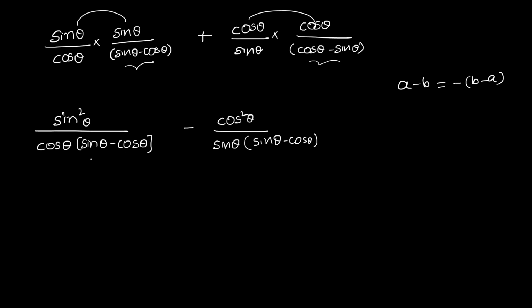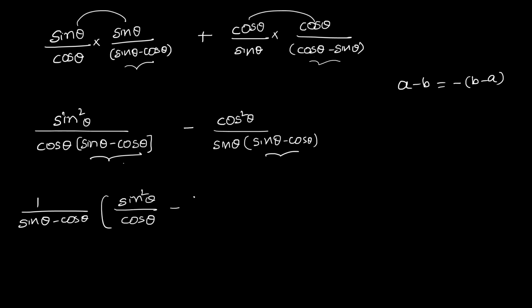Now see here, sin minus cos is present both here and here. So take the entire term common. So we are left with 1 by sin theta minus cos theta, and we are left with only sin square by cos minus cos square by sin.